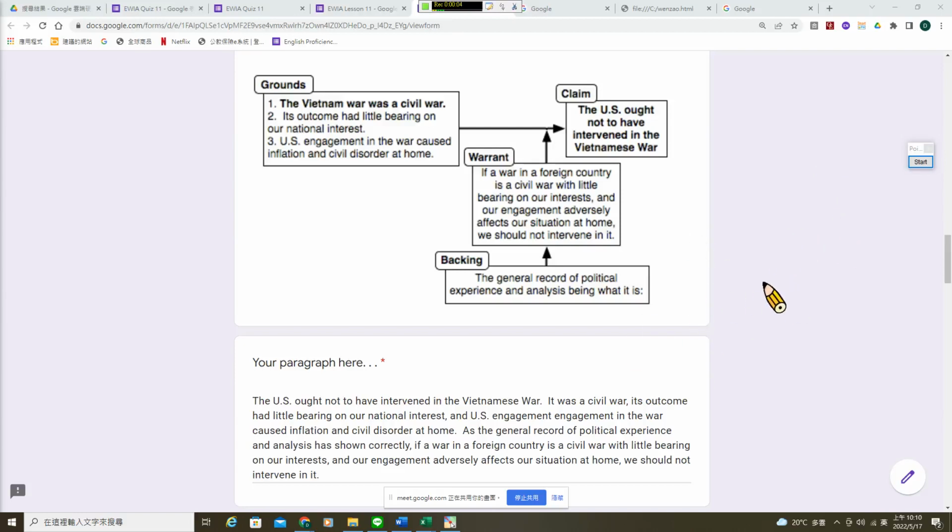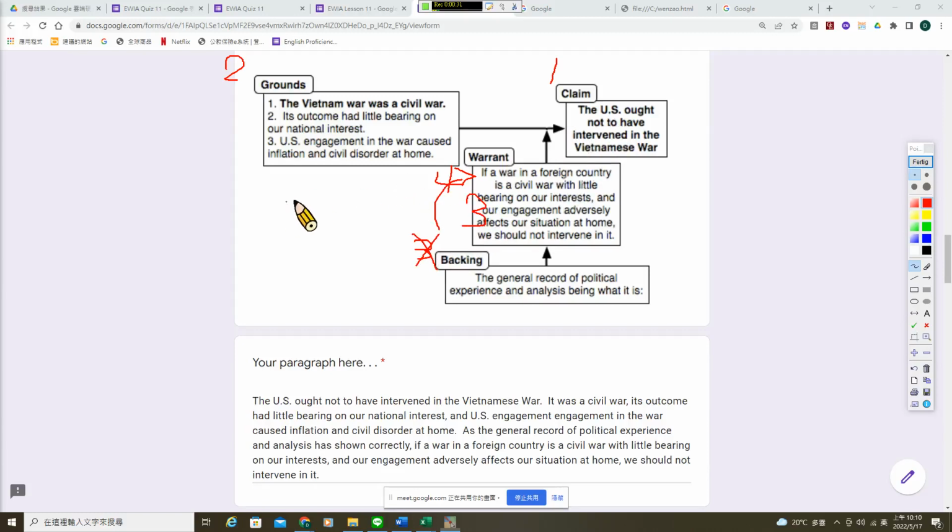Okay, so basically this is very straightforward. The sequence of your writing will be something like this. You will start with your claim here, and it provides your grounds, and use your backing to support your warrant. If there is no backing, then this will be number 3, right? So the only thing we need to do to make this more smooth for us to read is just change it a little bit. So let's compare the different sections of the structure.